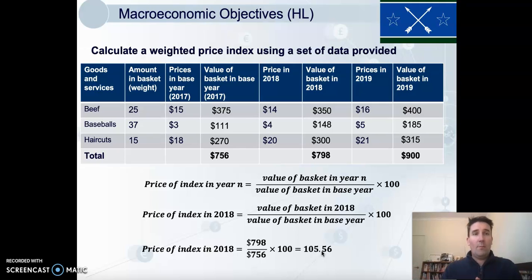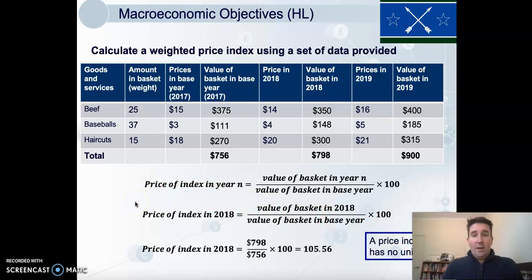It's also important to remember that these price indices do not have units. So it's not $105.56. It's not 105.56 inflations. It's just 105.56. You may be penalized for giving an incorrect unit. So we just need to know it's nothing. Calculating a price index has no units. We need to know that.